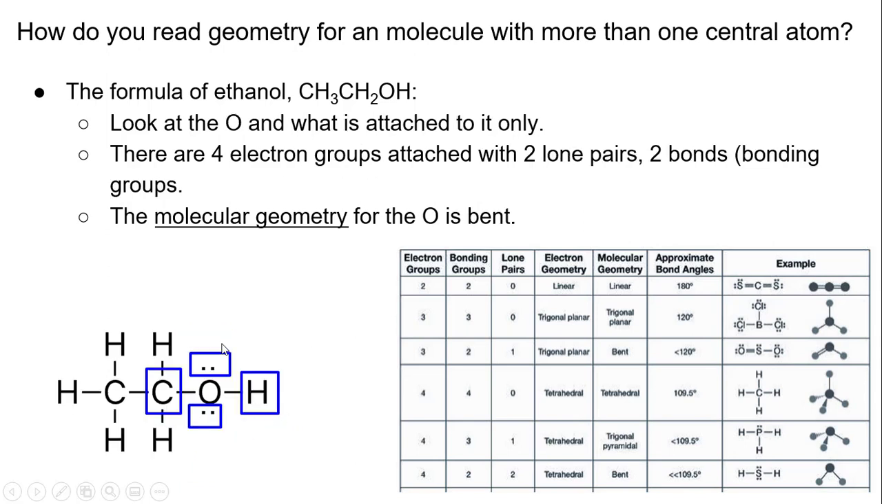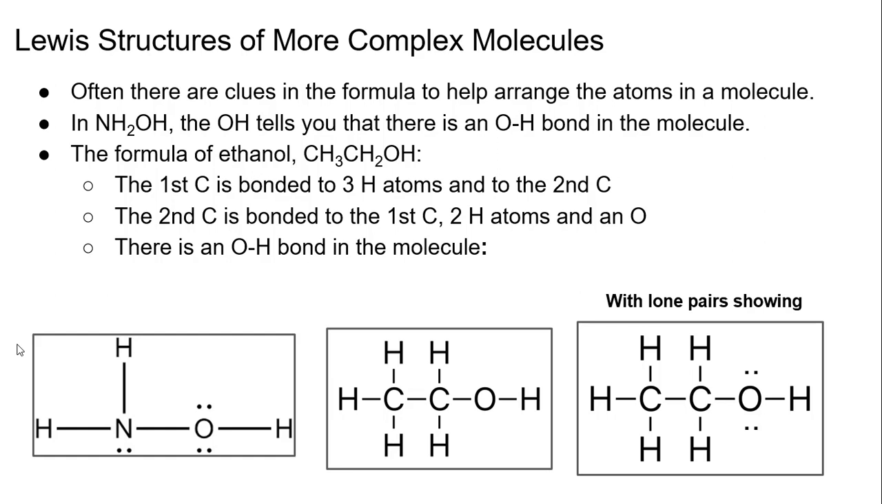Now we're looking at one that's a little different. We have 1, 2, 3, 4. So we still have 4, but this one has 2 lone pairs and 2 bonds. So the electron geometry is tetrahedral like the others, but the molecular geometry is bent, because what you actually see is this one's going to kind of bend out if you were to do the shape of it. So a molecule can have different geometries throughout if it has more than one center atom.